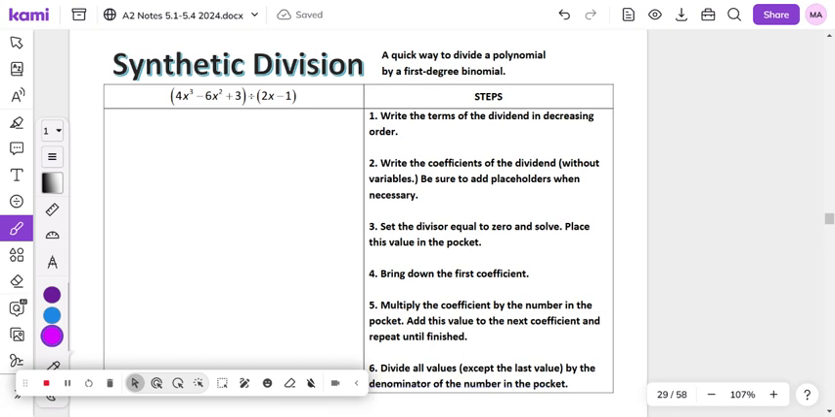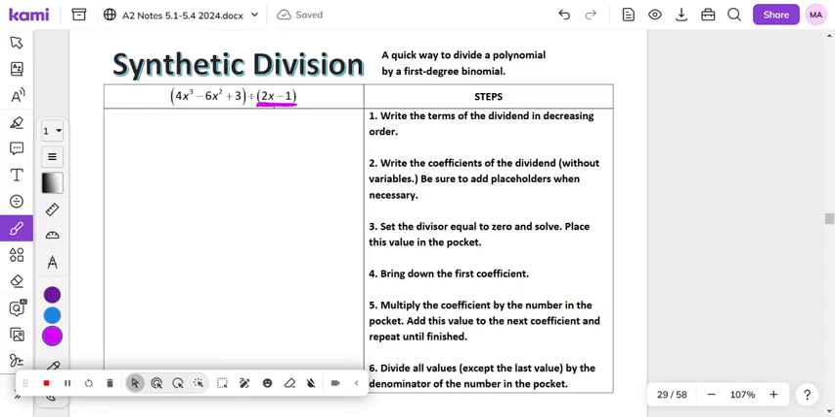Hi everyone. What I'm going to teach you in this video is how to divide using something called synthetic division. I will tell you synthetic division does have its limitation. It can only be used when we are dividing a polynomial by a first degree binomial. In other words, a polynomial that has two terms and it doesn't have anything like x squared or x cubed or x to the fourth. It can only be something with x to the first.